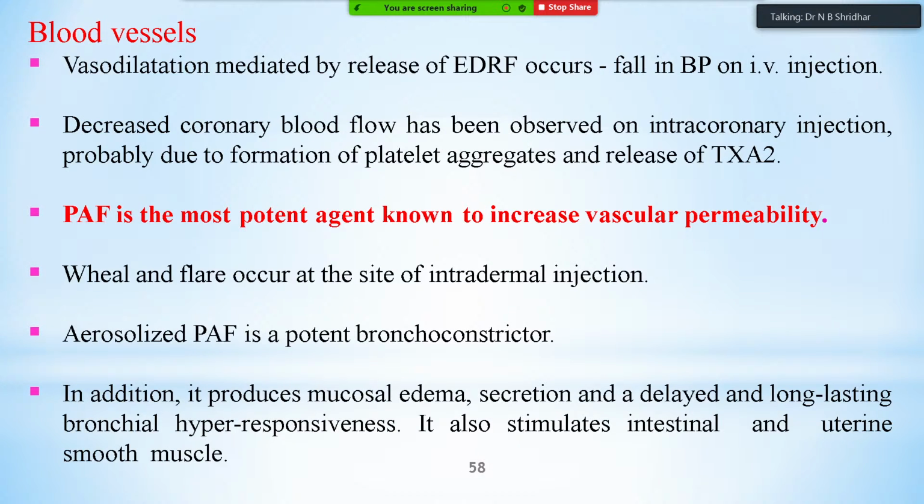And the blood vessels, varieties of the endothelial derived relaxing factors are going to cause vasodilatation, especially on the blood vessels, and cause the blood pressure to decrease if you administer PAF IV. And decreased coronary blood flow has been observed in intracoronary injection. This may probably be due to the formation of PAF aggregates and TXA2, or thromboxane A2.